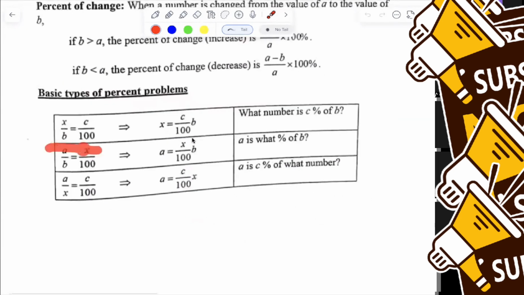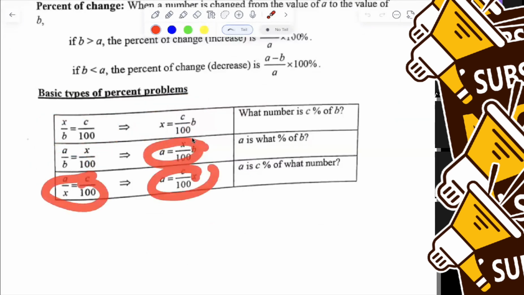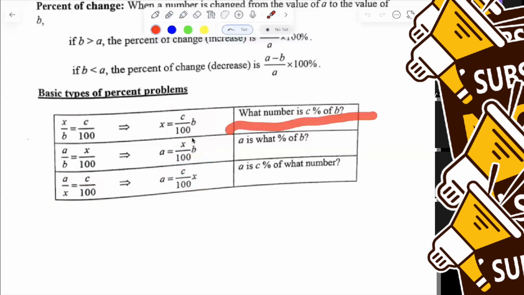Okay, so X divided by B equals C over 100 gives you this. A divided by B equals X over 100, and that is equal to that. And we see what number is C% of B. We can just use this to set up the equation. It's the same as: what percent of B is X over 100 times B. And A is C% of one number, so C over 100 times X is equal to A.